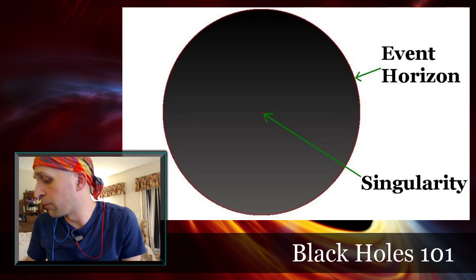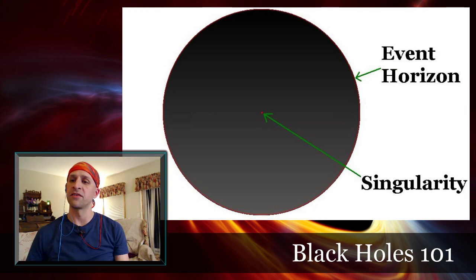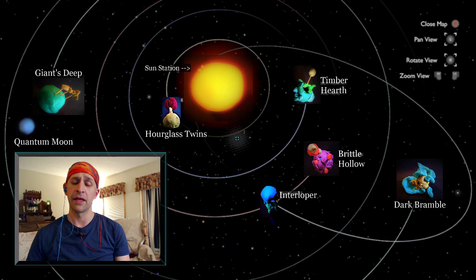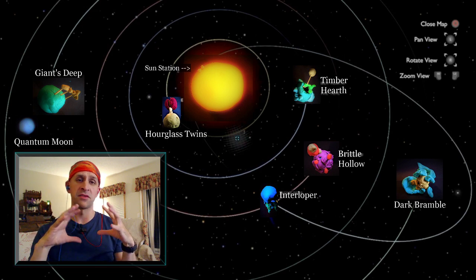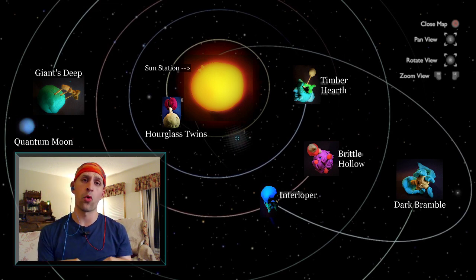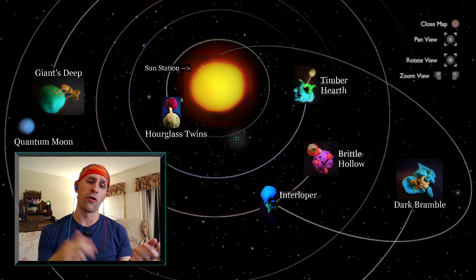Now, the part that Bears was having an issue with, and we'll go back to this map again, is that in Outer Wilds, Brittle Hollow is a planet that has basically a hard shell, and in the center is a black hole, and pieces are breaking off and falling into the black hole.